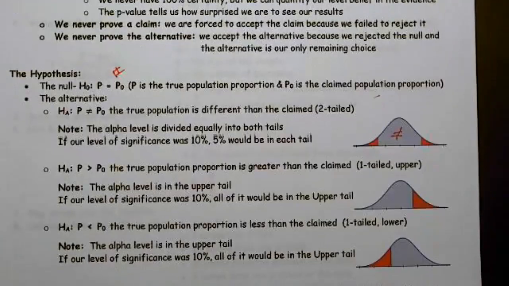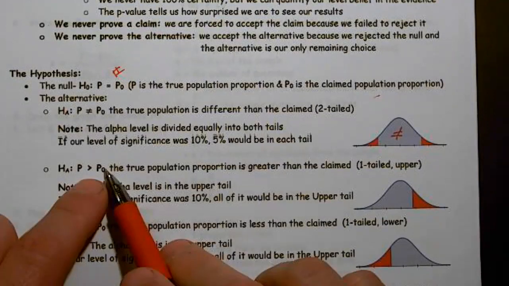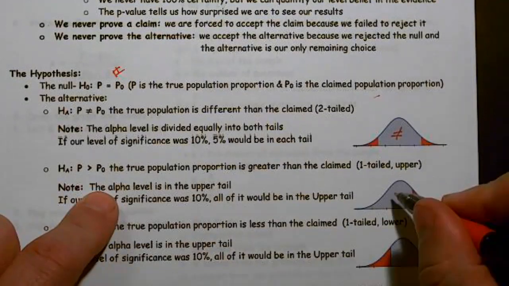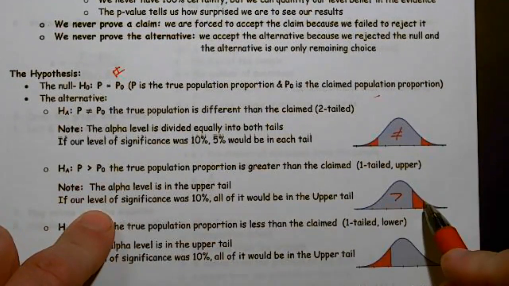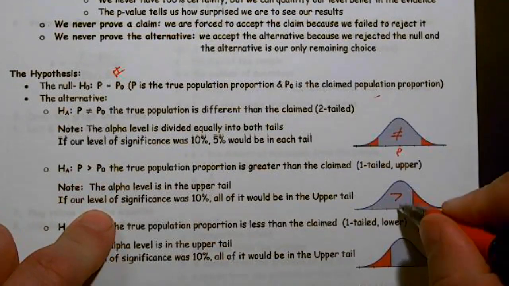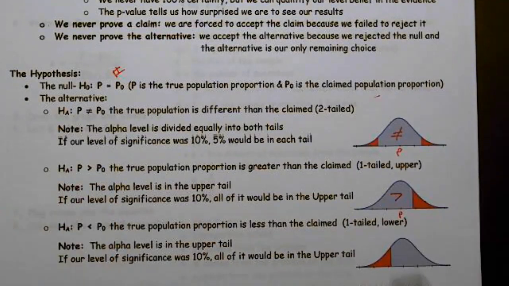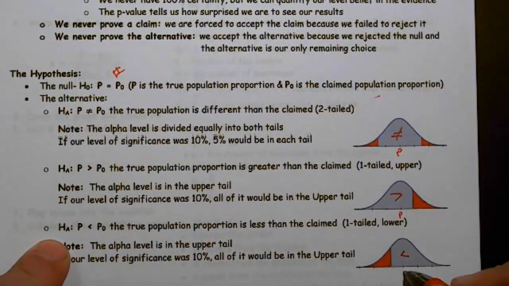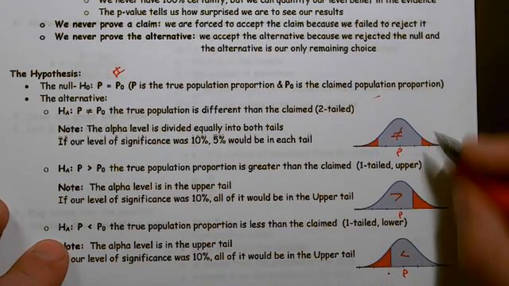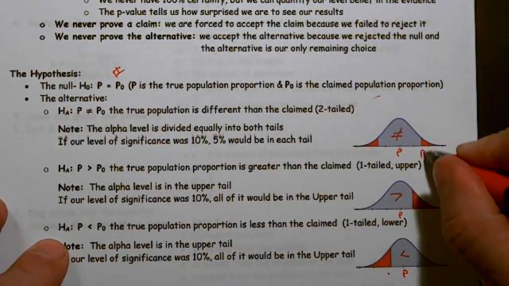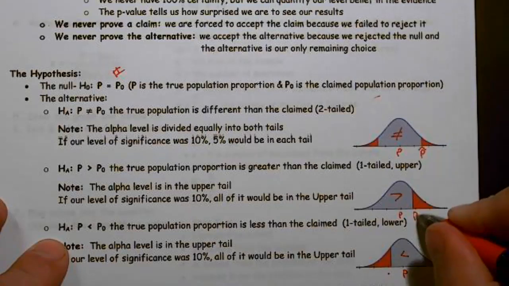P is greater than P naught, which would be an upper tail test and shade like this. And remember, our P is going to be claimed here. And then ultimately, we have P is less than P naught, which is a one tail, lower tail test. Once again, the actual claim, the population parameter, is here, and then our sample P is down here. Now we note our sample P as P hat.